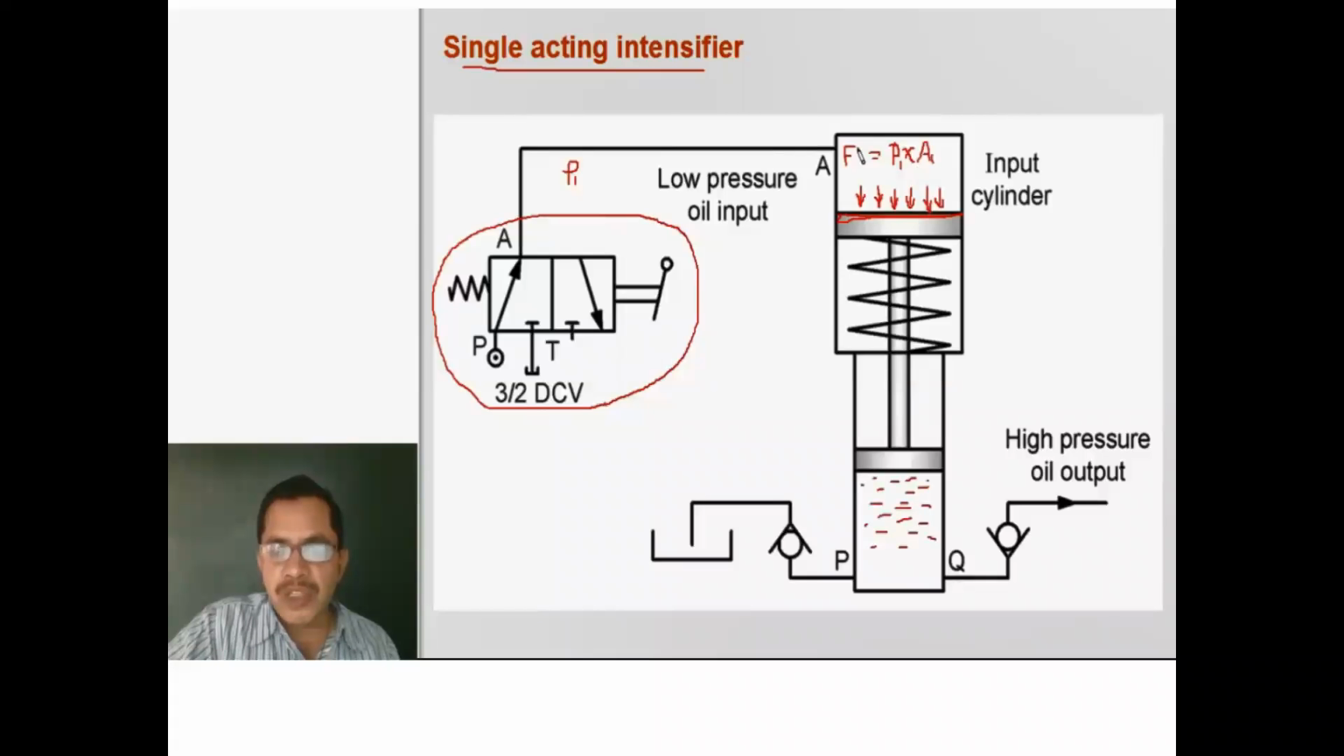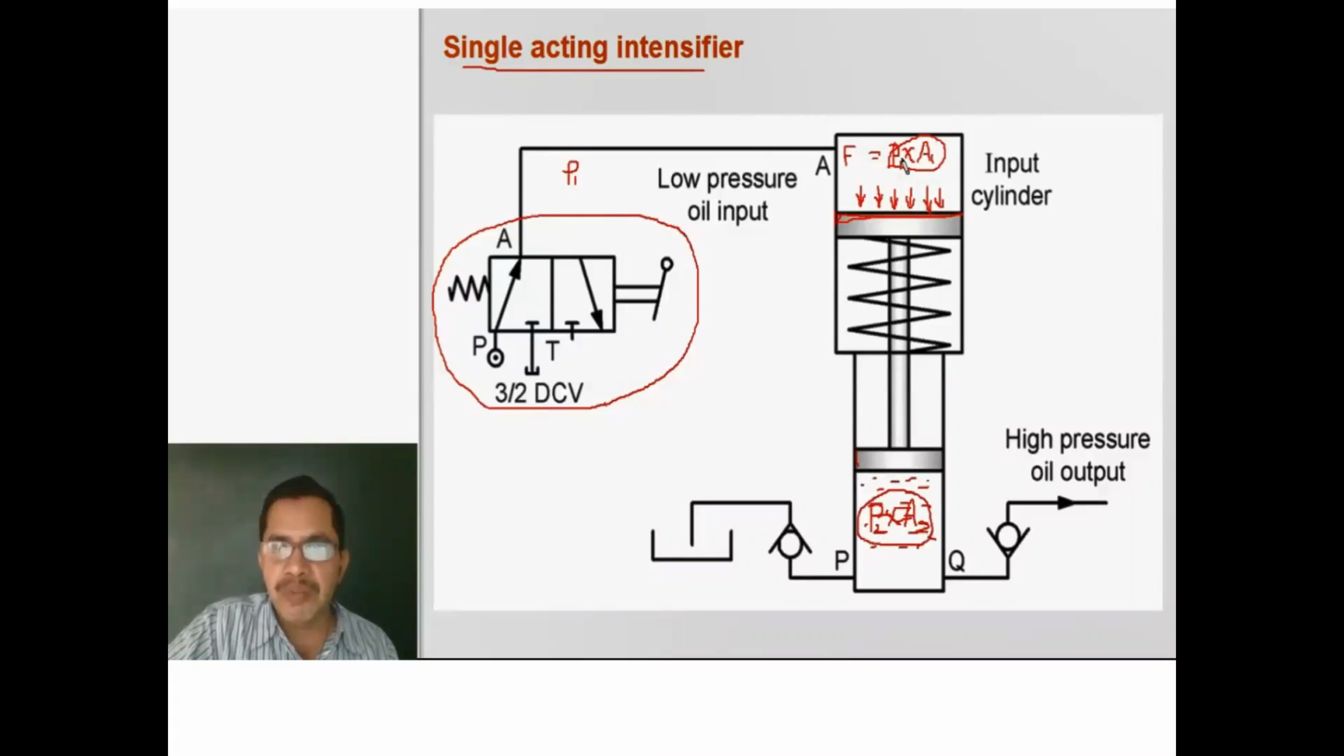So that force will be the pressure of oil in the small cylinder multiplied by the area of the small cylinder. If packing frictions of the two pistons are neglected, then P1 A1 will be equal to P2 A2, so that P2 will be A1 by A2 into P1.